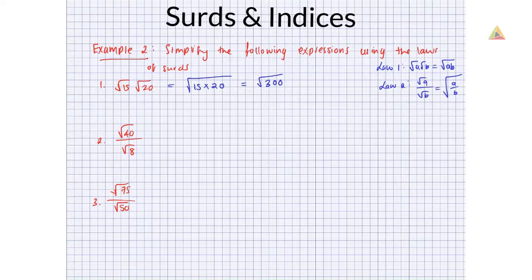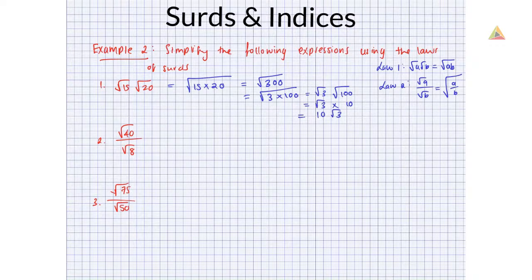The root of 300 we can rewrite as the root of 3 by 100. We can then rewrite that as root 3 by root 100, and you will be able to get the square root of 100, because the square root of 100 is 10. So it's root 3 by 10, and we rewrite that as 10 root 3.